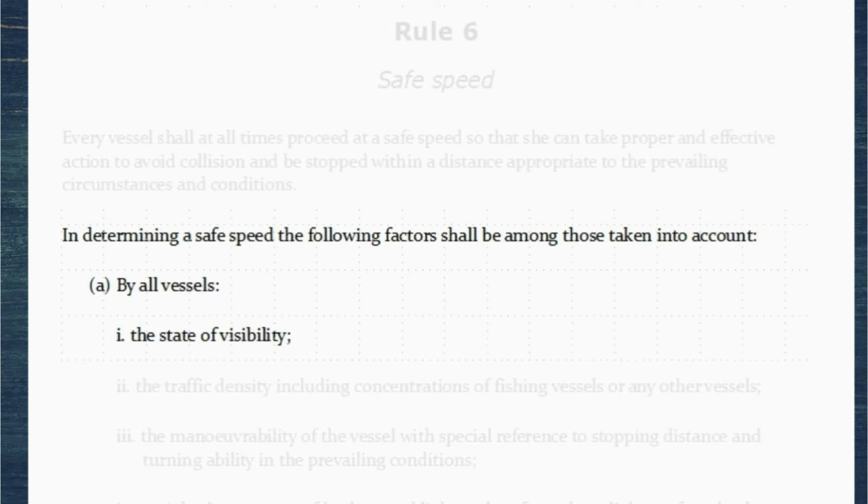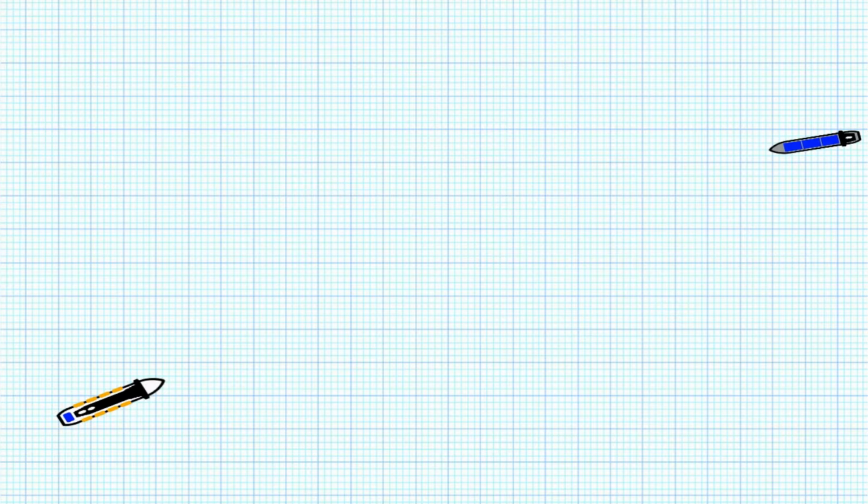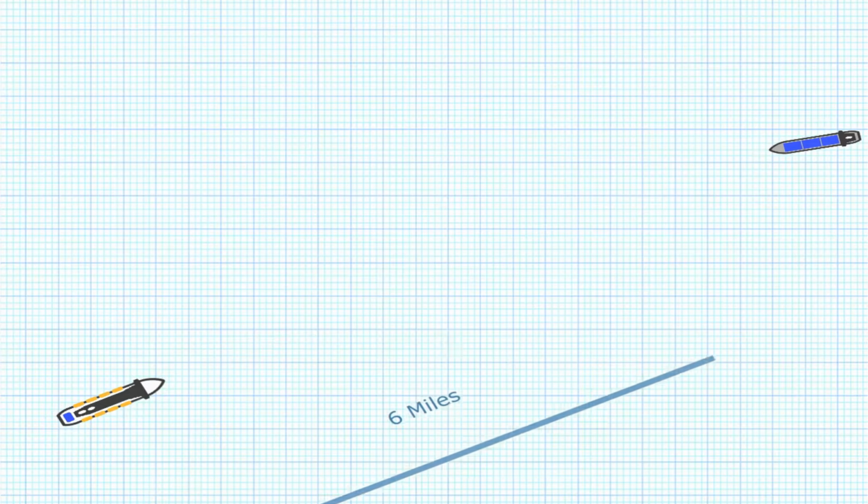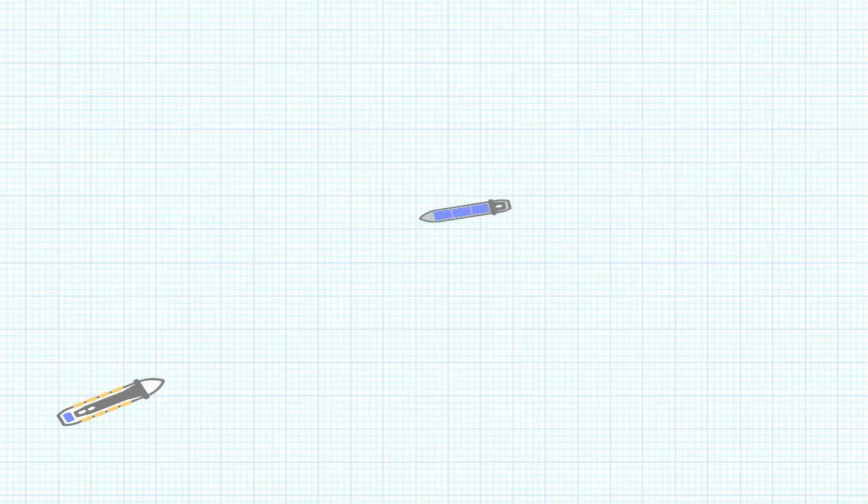The state of visibility. Of course, in clear visibility, you can see quite a long way away. In this case, 6 miles. But when that visibility reduces, you can no longer see the vessel that is that far away. They need to get a lot closer before you'd be able to see them. In this case, 3 miles.